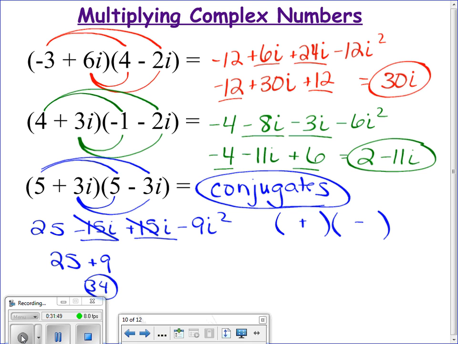So you could think of it as like A plus B and A minus B. The first number is the same, the last number is the same, just the sign in the middle is different. If you hear me use the word conjugate, that word will come up as the semester goes on. They're just the same thing but different signs.